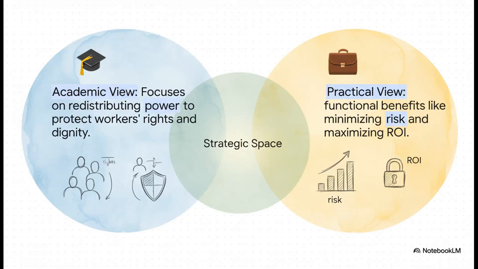Now, this is where it gets really interesting. You've got the academic view on one side, which is all about rights and human dignity. Then you've got the practical business view, focused on risk and ROI. The most successful organizations understand there's no conflict here. They cleverly use the mechanisms of the academic view, like real participation, to achieve the goals of the practical one.